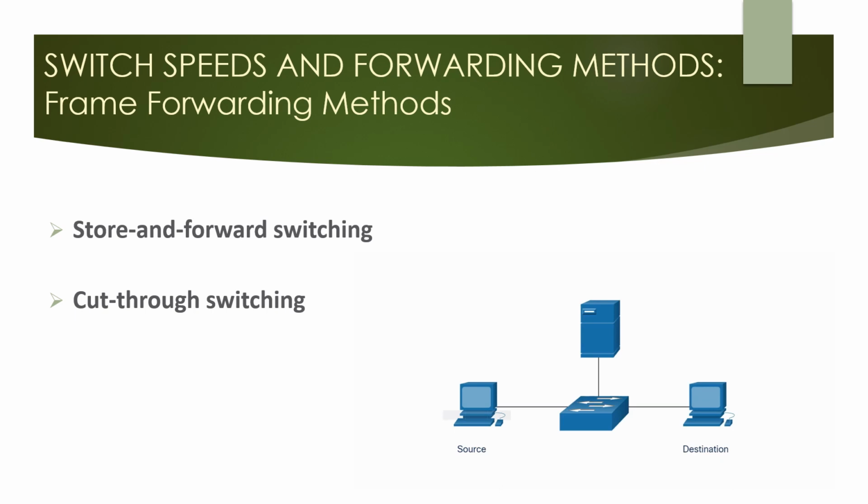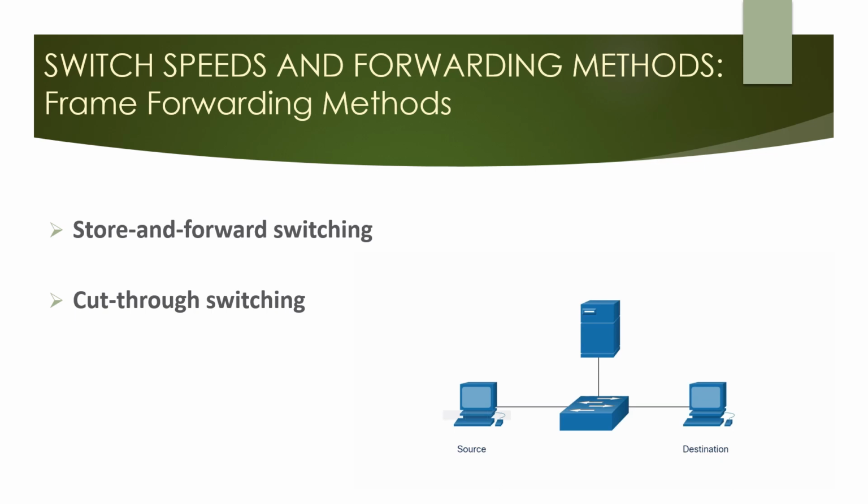The other method is cut-through switching, and in this case, the switch forwards the frame before it is entirely received. At a minimum, the destination address for the frame must be read before the frame can be forwarded.